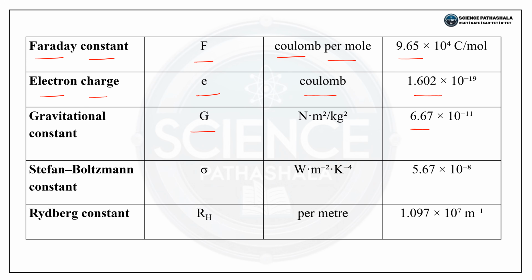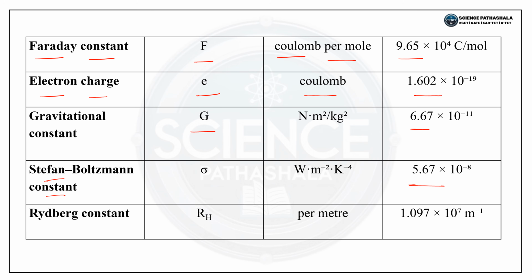So the next is Stephen Boltzmann constant. So Stephen Boltzmann constant, it is nothing but it relates the total energy radiated per unit area of a black body to the fourth power of its temperature. So ಇದನ್ನ ನಾವು sigma symbol ಇಂದ represent ಮಾಡ್ತೇವೆ. So the SI unit is here watt per meter squared per Kelvin to the power 4. So the value is nothing but it is 5.67 into 10 raised to minus 8.